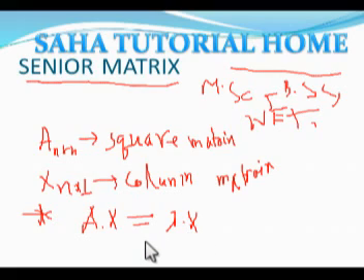This is a matrix notation. If you expand it, it will take a much larger amount of space. So we already know A is an n by n square matrix, x is a column matrix with n rows and 1 column, and lambda is just a scalar. Now we can write this all in matrix structure.